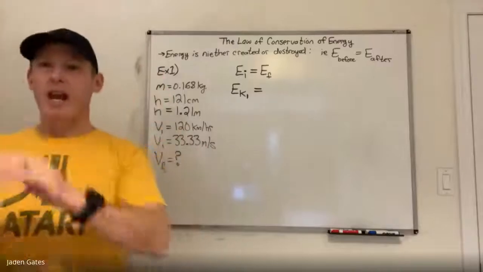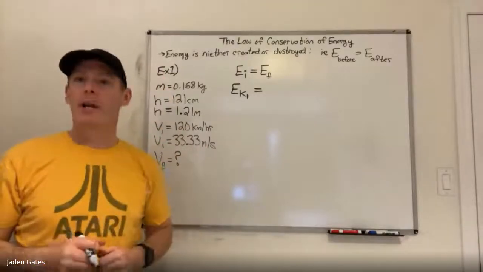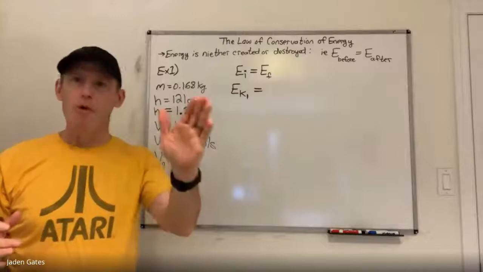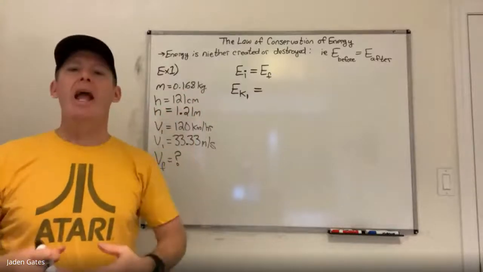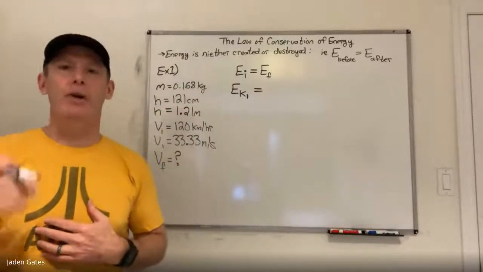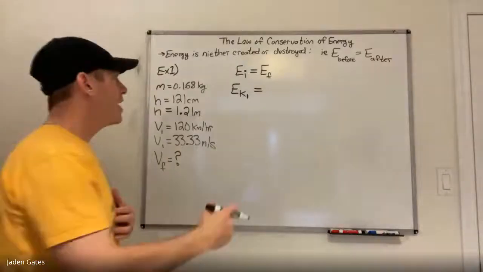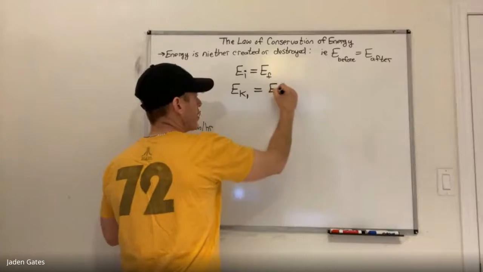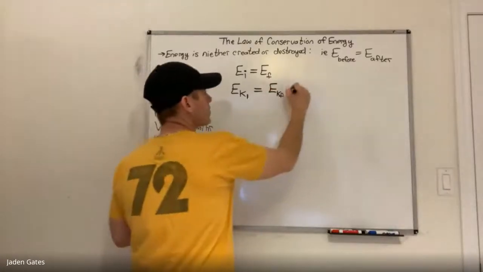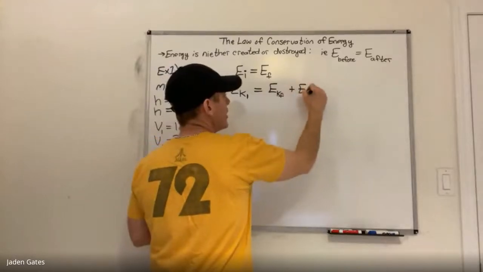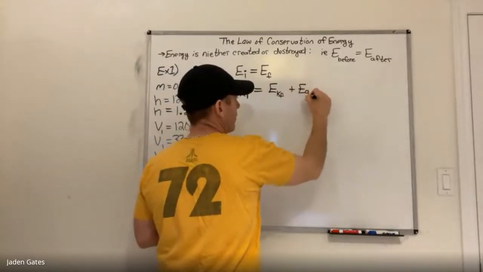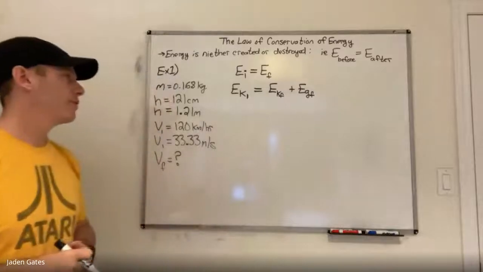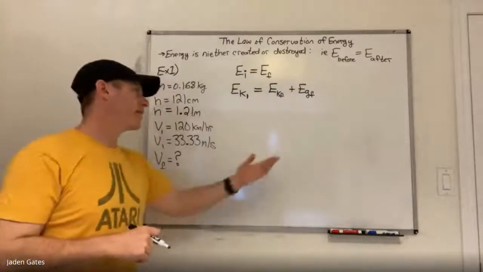Now, when it hits the net, the top shelf, it has both. It is moving, so it has kinetic energy, and it also has height, so it has gravitational potential energy. And so we have two types of energy in the end: our kinetic energy, which I'll call EKf, plus our EGf, our gravitational potential energy at the end.